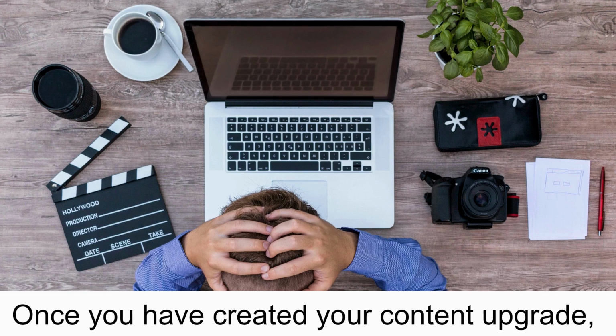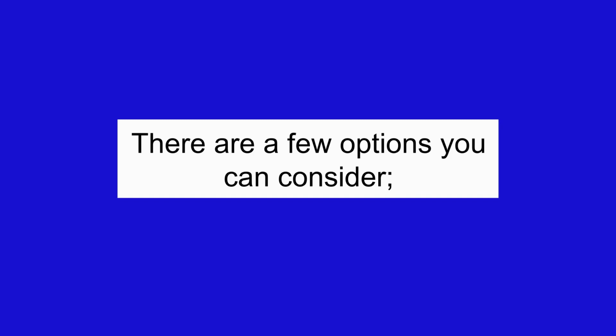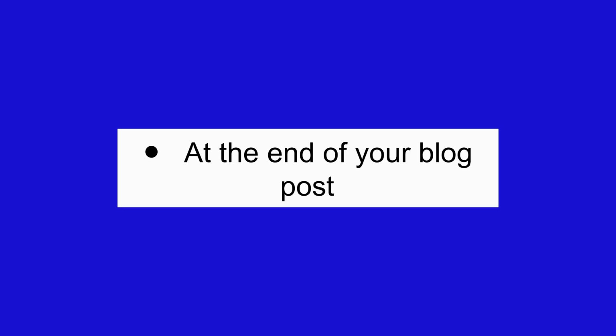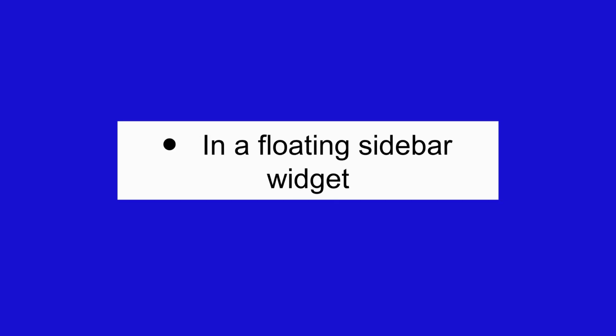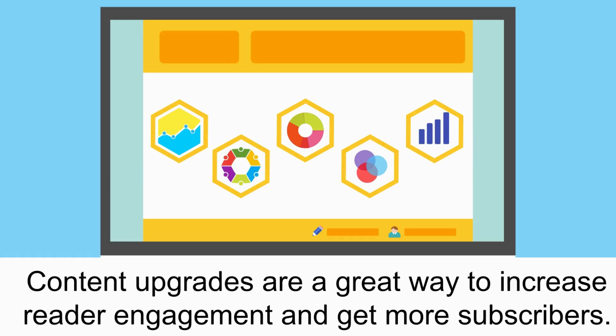Where to place your content upgrade on your post. Once you've created your content upgrade, the next step is to determine where on your blog post to place it. There are a few options you can consider. At the introduction of your blog post, at the end of your blog post, in a floating sidebar widget, or on an exit pop-up. Content upgrades are a great way to increase reader engagement and get more subscribers.